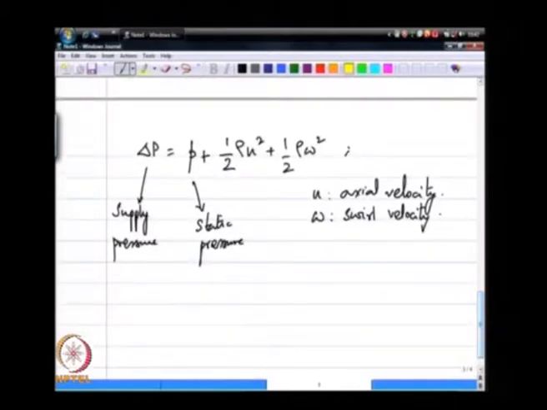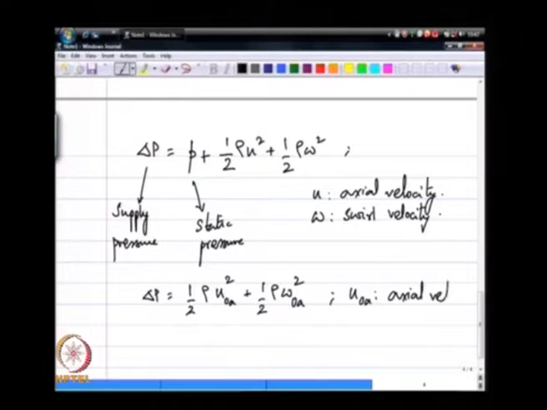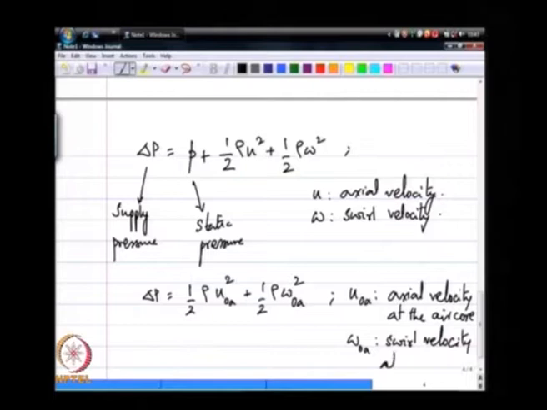So, if I apply Bernoulli's equation between these 2 points, what do I get? I find that delta P is equal to half rho U 0 A squared plus half rho W 0 A squared, where U 0 A is the axial velocity at the air core and W 0 A is the swirl velocity at the air core.